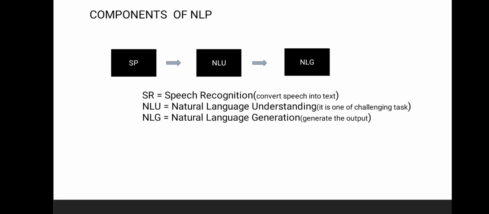After that, NLU understands that speech. NLU stands for natural language understanding, which understands the input. After understanding the input, it processes that input and converts it to the output, which is generally the data the user requires. NLG stands for natural language generation, which generates the output. All this process is similar to our computer system, which takes input from the user, performs processing in the CPU, and after that gives output to the user.